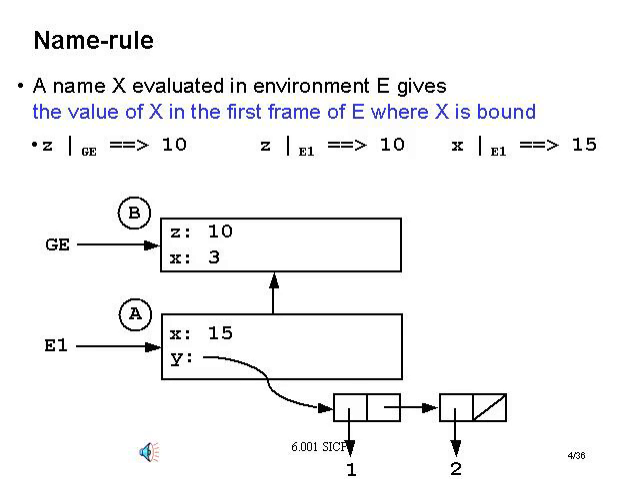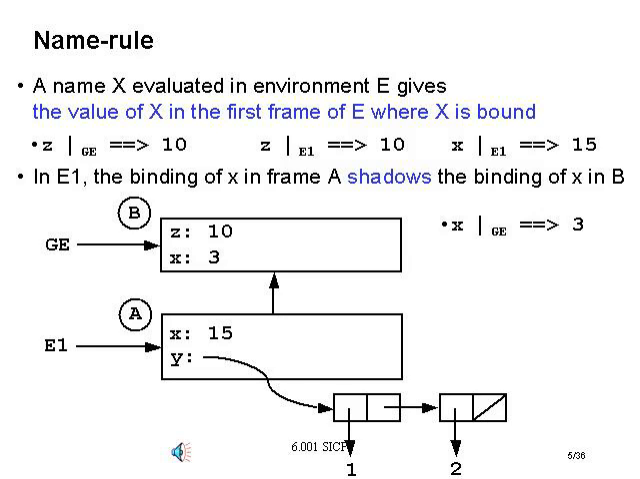If I ask for the value of z with respect to the environment E1, I start in frame A, the first frame of that environment. There is no binding for z available there, so I move up the enclosing environment pointer to the next frame, in this case frame B, and ask for the binding of z there. In this case there is one, and I return again the value 10. Finally, if I ask for the value of x with respect to E1, it points to the first frame A. I look for a binding of x there, and having found one, return the value 15. On the other hand, if I ask for the value of x with respect to the environment that points to frame B, I start there.